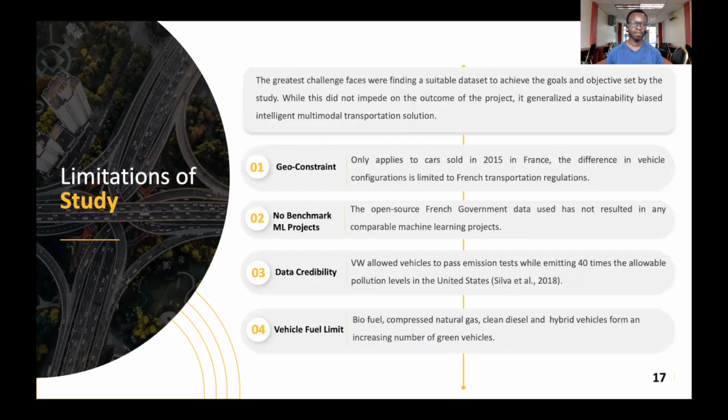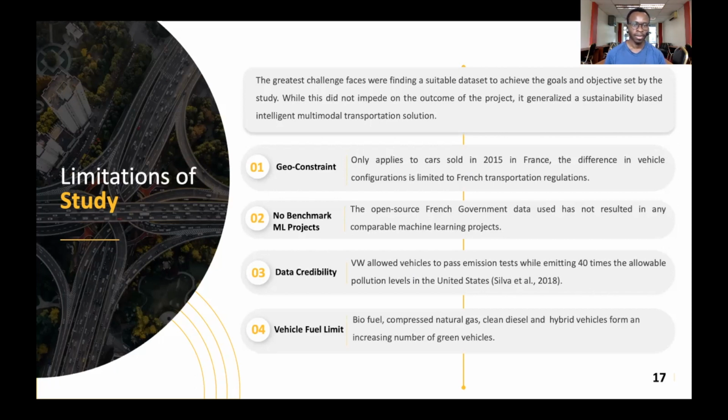So the first part is just finding the data set. It was quite tricky. I think I've joined several forums, including ResearchGate, Climate Change, Climate Exchange, I think, to ask for a particular data set which is open source, or if I need to sign declaration forms for its usage, I would have, but I didn't find any such data. So now this in itself did not quite impede the outcome of the project. It achieved everything that it set out to, but also generalized sustainability, which was biased with intelligent multimodal transportation, which is something I was looking forward to.